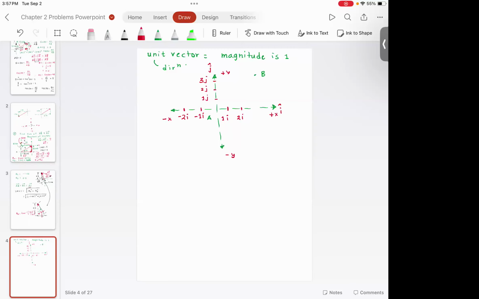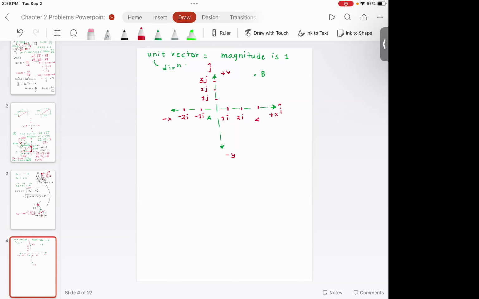So i and j are the unit vectors. They tell you the direction. They don't have a magnitude. They only have magnitude of unity. If I say go 1i, I have specified the distance 1 and the direction positive x. If I say go minus 2j, that means I have said go 2 units in negative y direction. So by specifying i and j, I have given the direction and the magnitude. Everyone understood this?